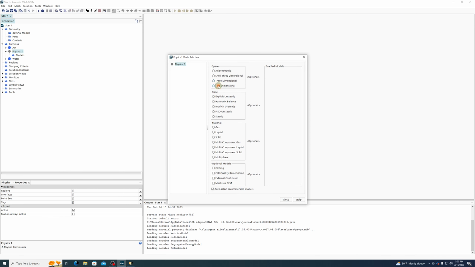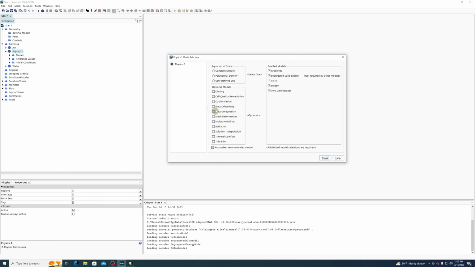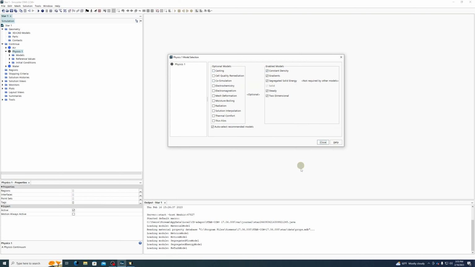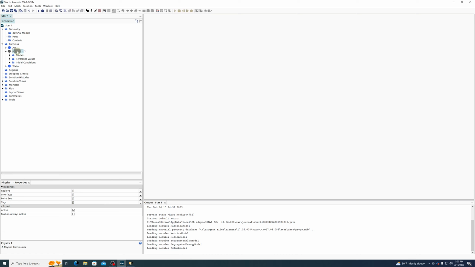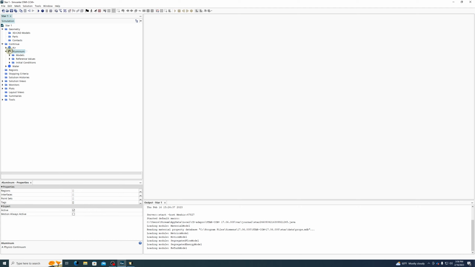Well, we can select two-dimensional, steady, solid, and what else? And we want to know how temperature changes in this solid, so we select segregated solid energy. The solid is constant density. And we get another node that is going to be our, I'm going to say, aluminum pipe. Notice it has a different icon to show that this is a solid. And by default, we selected solid. It assumes it's made of aluminum. Pure aluminum.